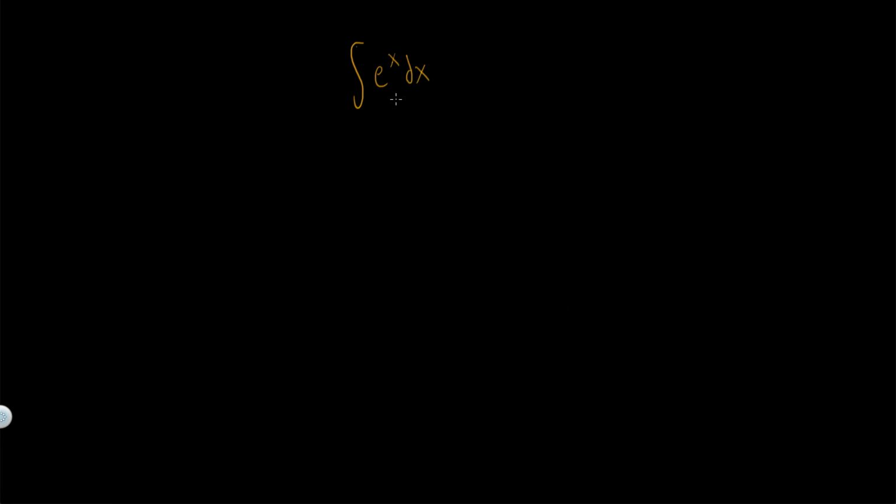Well, to take the integral, we think of a function whose derivative is the integrand. So in this case, the integral of e to the x would just be e to the x plus c. And again, the reason for that is because the derivative of e to the x is e to the x.